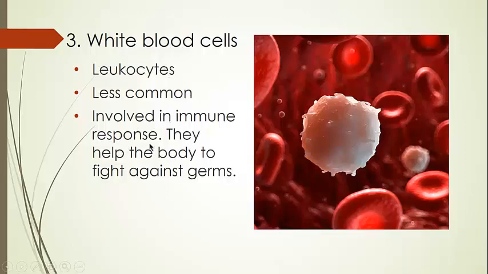They are involved in immune responses. They protect our body from all the germs and bacteria. These white blood cells protect our body. They are the defenders of our body. Now, they do not have any transportation role. Unlike plasma and red blood cells, they do not have any role in transportation.